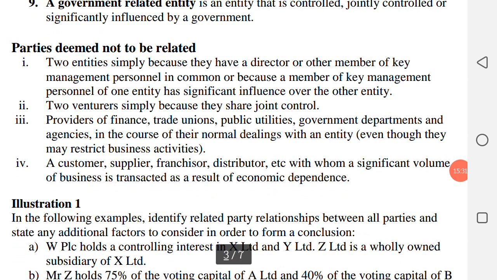Now, parties deemed not to be related. You should understand these parties: whenever you see them in a question, they are not related parties. One, two entities simply because they have a director or other member of key management personnel in common, or because a member of key management personnel of one entity has significant influence over the other entity.